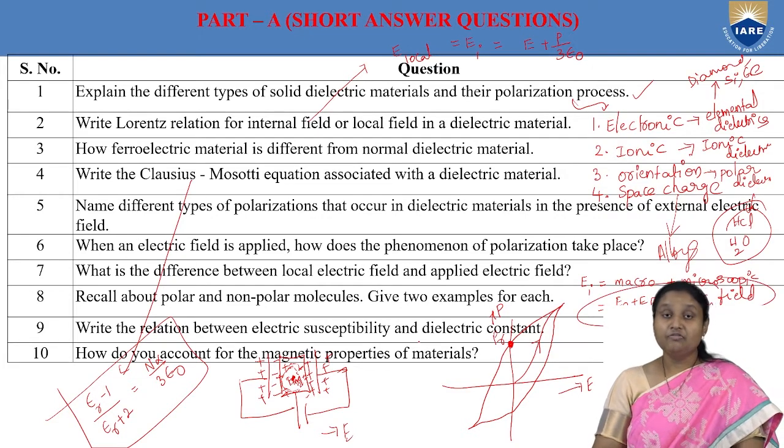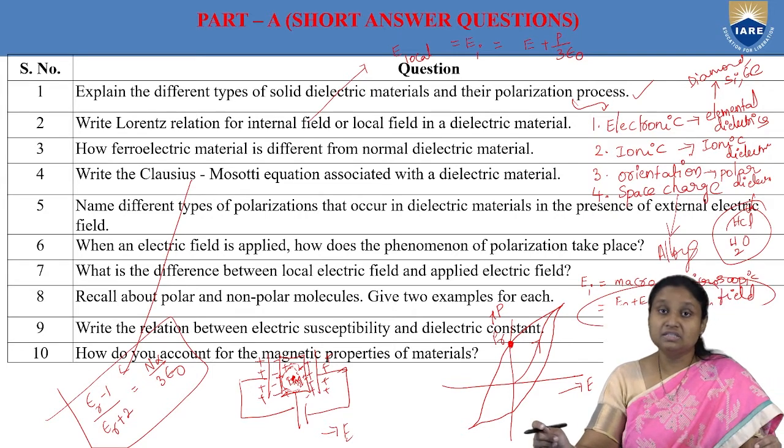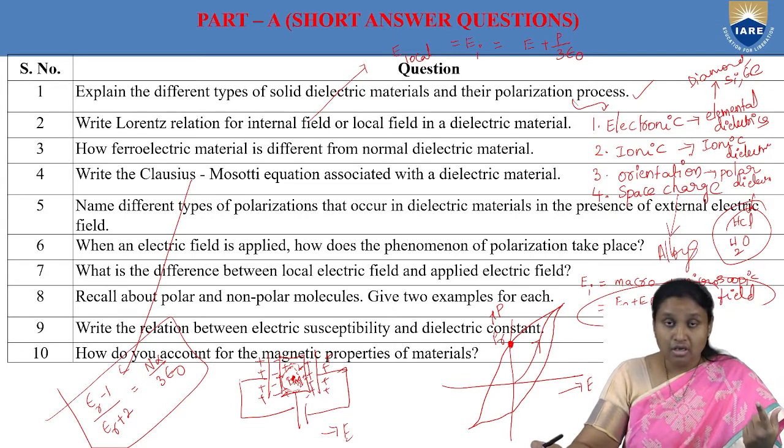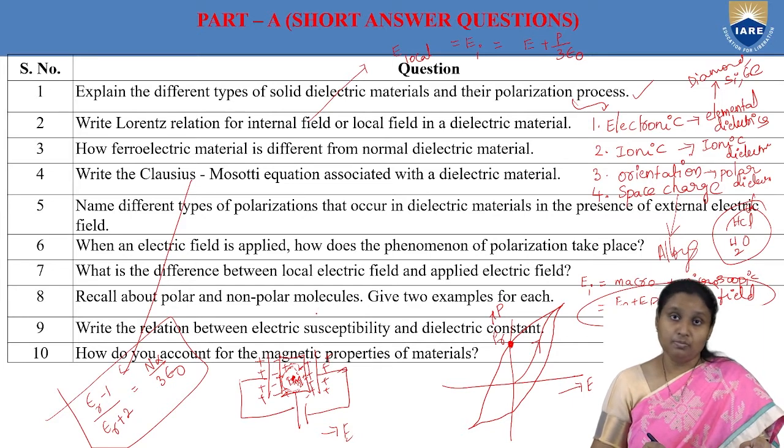So this combination of micro and macroscopic fields is the internal field, whereas the applied field is just the field required to make the dielectric material undergo the phenomenon of polarization. Then next, what are polar and non-polar molecules?